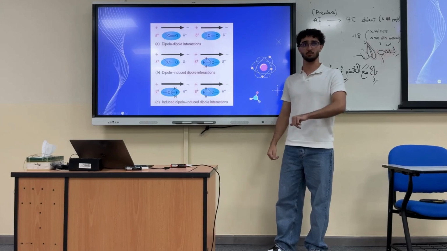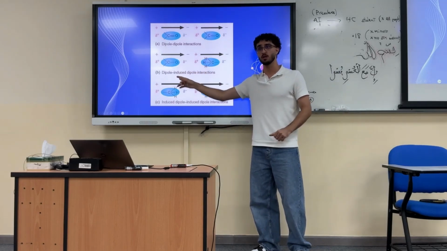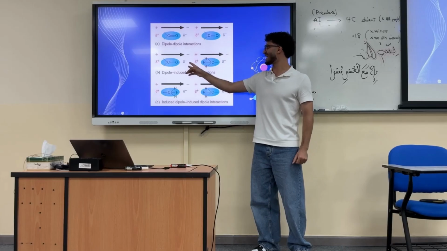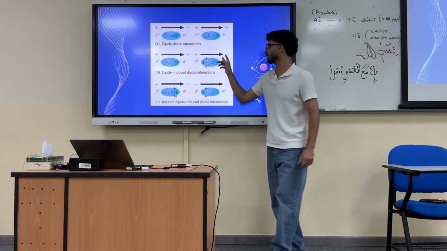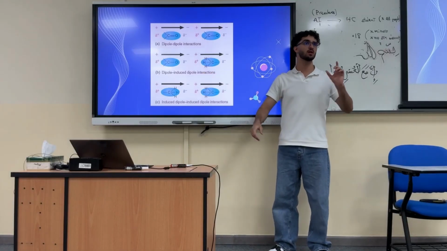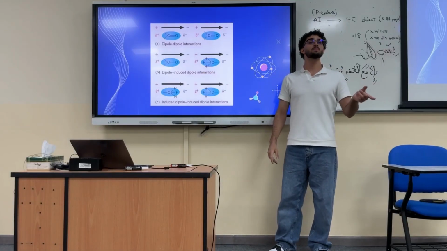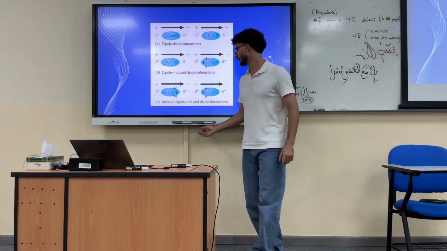Dipole, induced dipole: you have a permanent dipole molecule. It will distort the electrons in a different molecule, giving it a partial positive charge. So it will then interact with the other molecule.